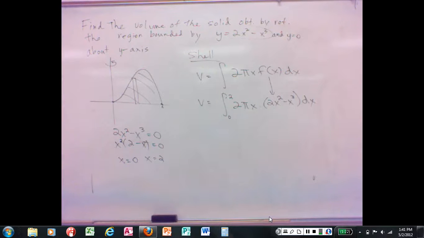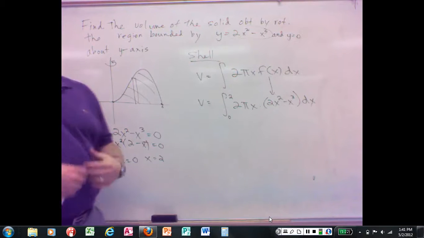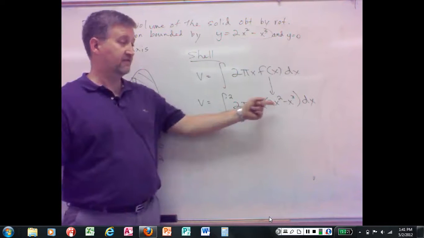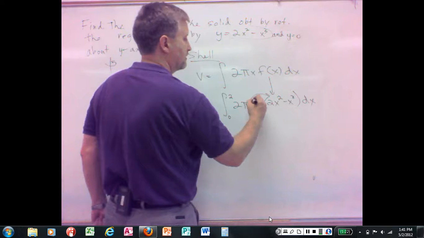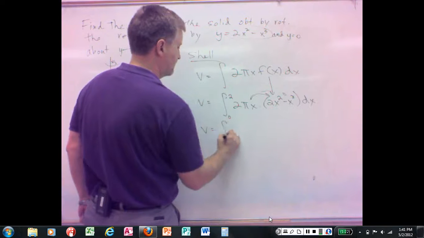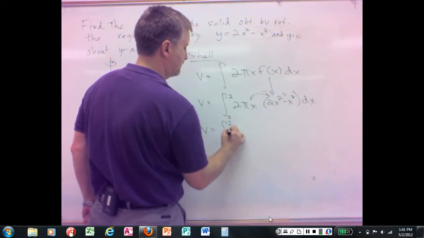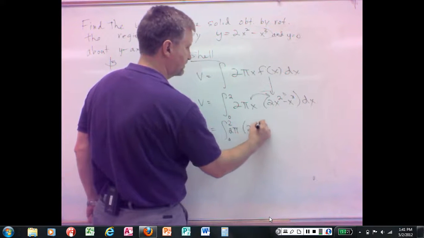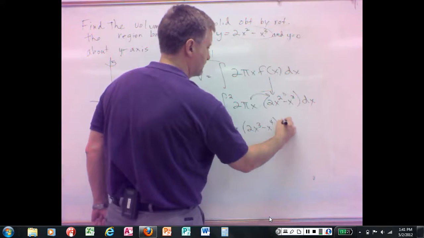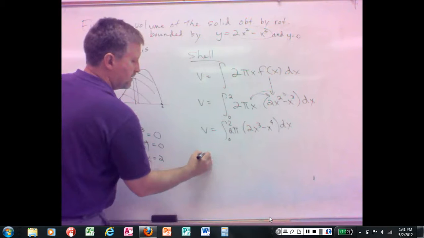How do I integrate that? What would be my first step? Got to distribute the x. Yeah, in most of these cases on the shell method, you are going to have to distribute the x. So that would be the volume, 0 to 2 of 2 pi times 2x cubed minus x to the 4th dx. So now I can do the antiderivative.